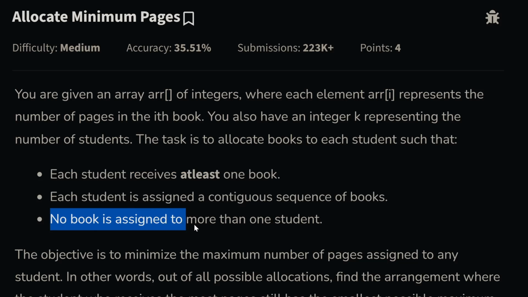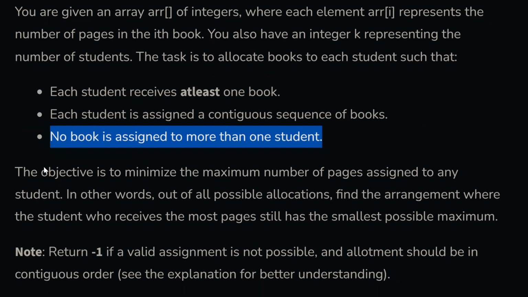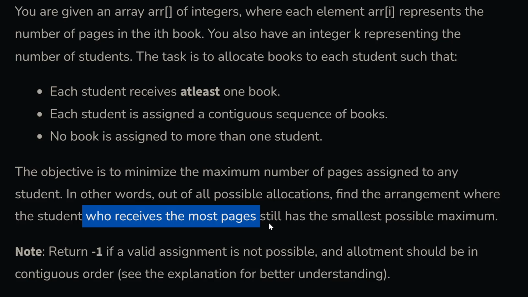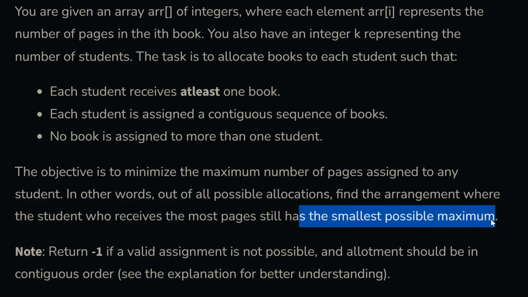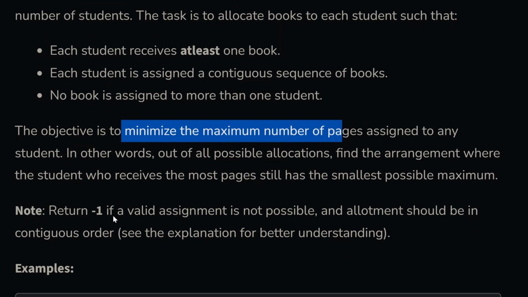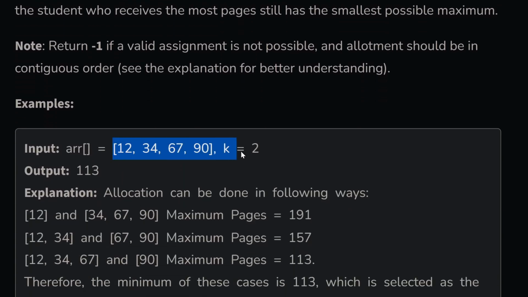No book is assigned to more than one student, and our objective is to minimize the maximum number of pages assigned to any student. In other words, out of all possible allocations, we need to find the arrangement where the student who receives the most pages still has the smallest possible maximum. So we need to minimize the maximum number of pages, and we need to return -1 if a valid arrangement is not possible. So we have been given this example.